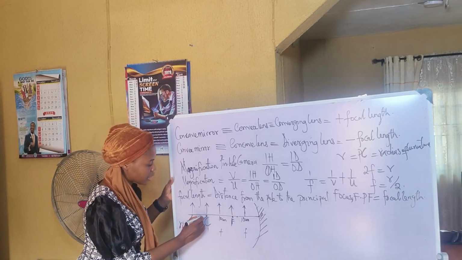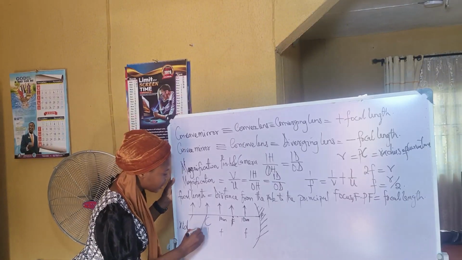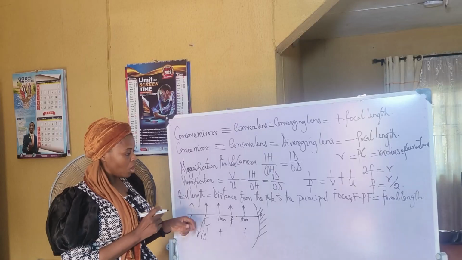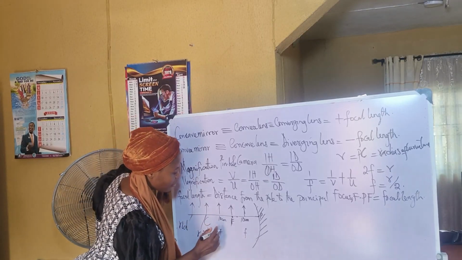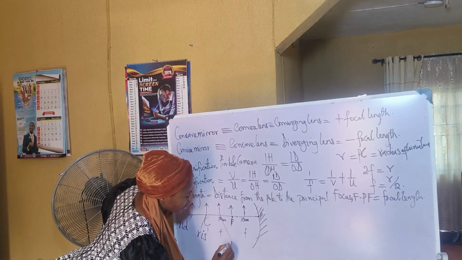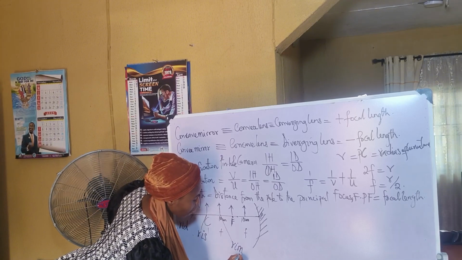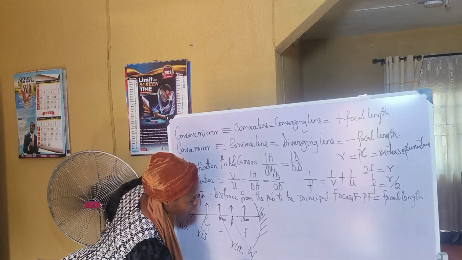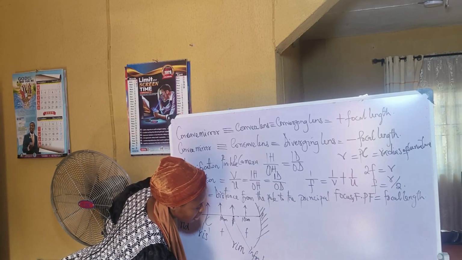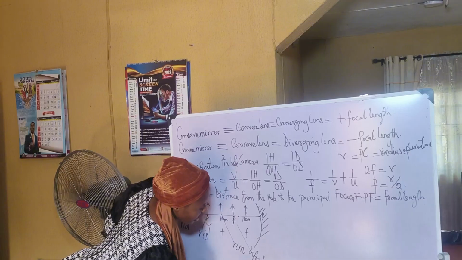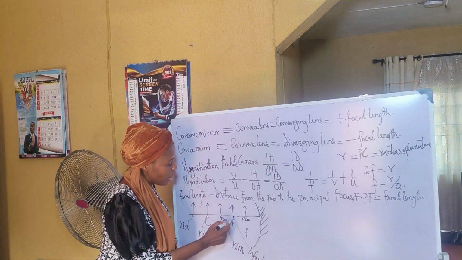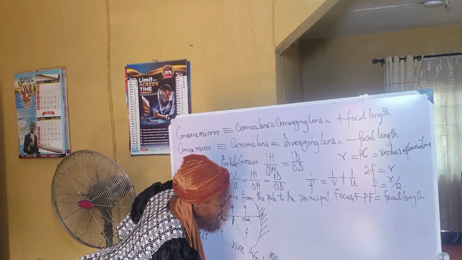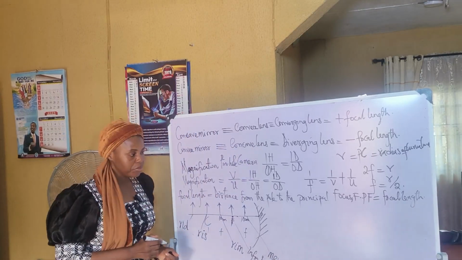When the object is at C, the characteristics are real, inverted, and the same size. When the object is between C and F, the characteristics are real, inverted, and magnified. When we have the object at F, the image is formed at infinity. Then when we have the object between F and the pole, the image is magnified, erect, and virtual.